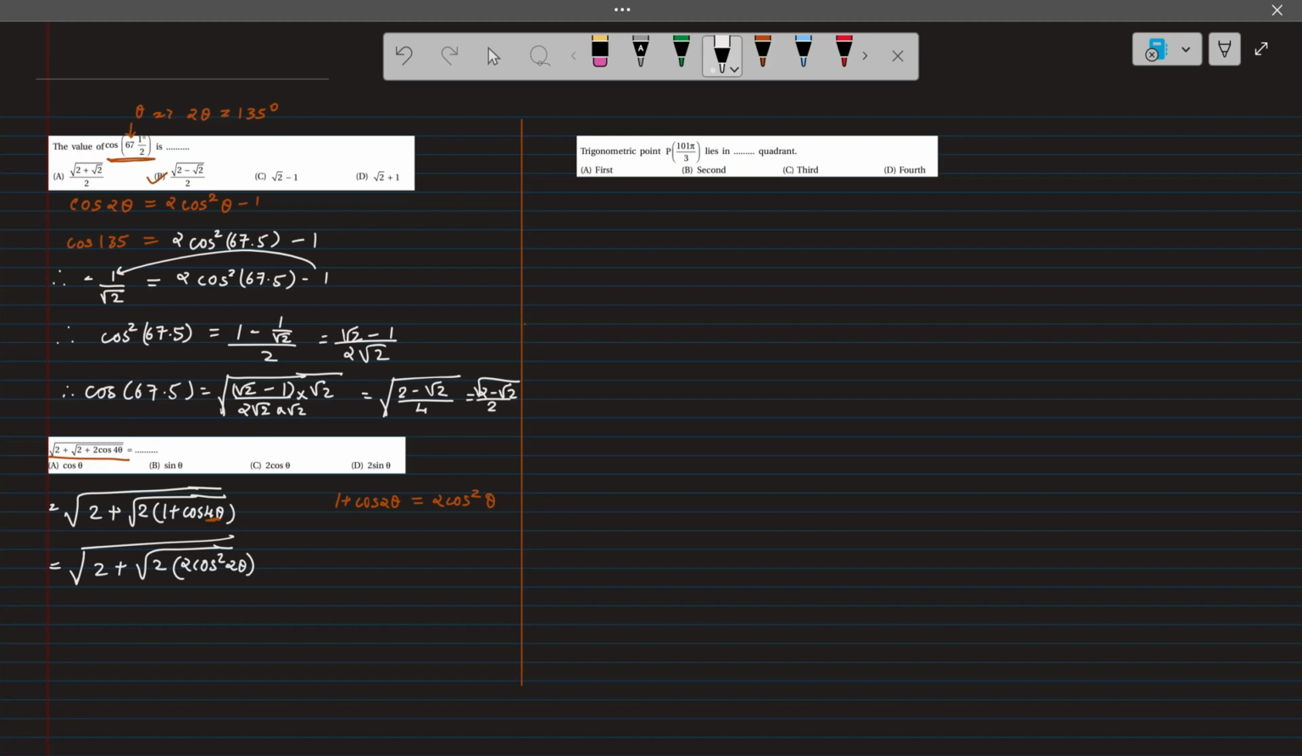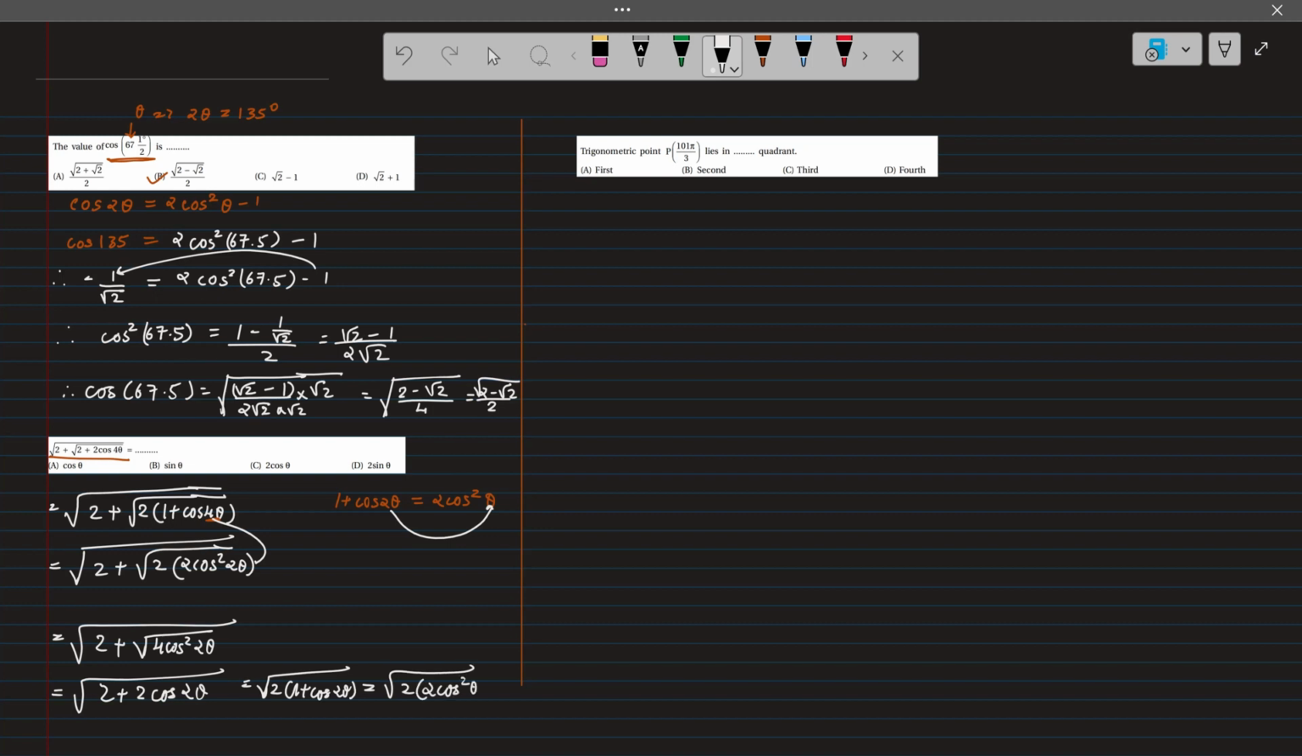The angle will become half. For 2 theta, it gets converted into theta. For 4 theta, it gets converted into 2 theta. So 2 plus under root 4 cos square 2 theta. Root of 4 cos square is 2 cos, so 2 plus 2 cos 2 theta. Again we can take 2 common and write 2 into 1 plus cos 2 theta, which is equal to 2 into 2 cos square theta. So root of 4 cos square theta will become 2 cos theta, which is our final answer given in option C.